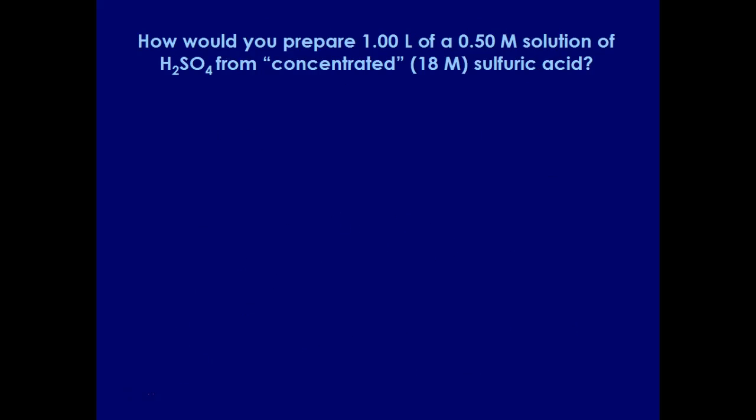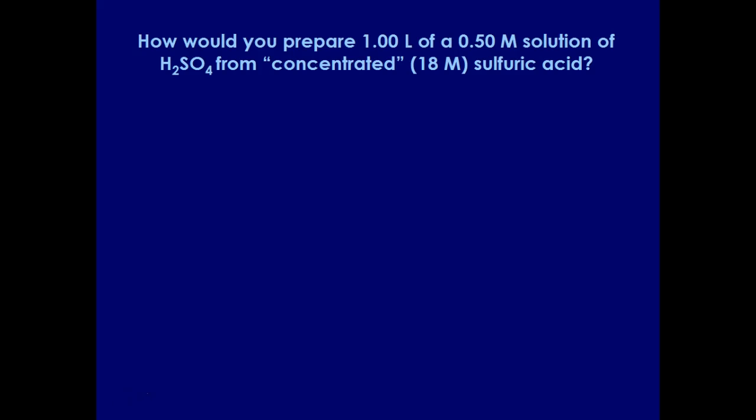So the last two are very similar to the Beer's Law Lab. I'm telling you that we are going to prepare 0.5 molar solution of sulfuric acid. We're going to make a 1 liter solution of that. And we have an 18 molar concentrated stock solution of sulfuric acid to start with.